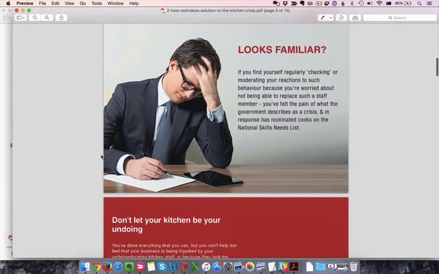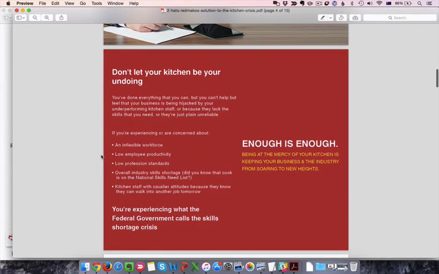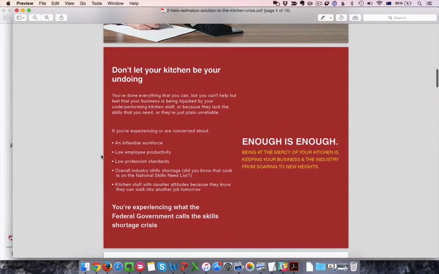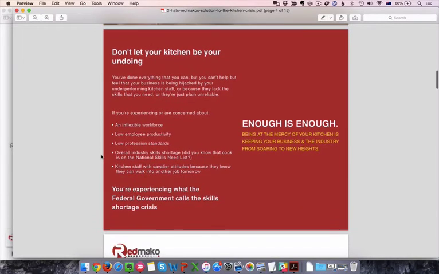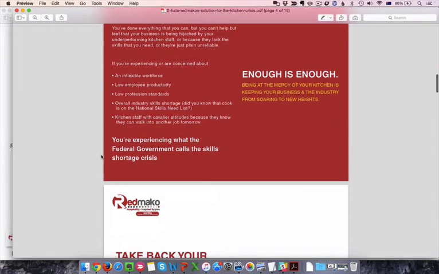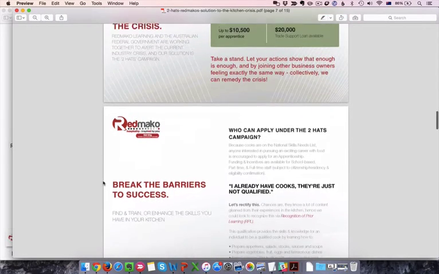It's basically about training not 1 but 2 individuals in a business in order to solve what they're calling the kitchen crisis and have enough chefs to do the work required. And you may or may not be aware that there is a real shortage of chefs and cooks around in Australia at the moment, hence the relevance of this offer. So let's take a quick look at the ebook.